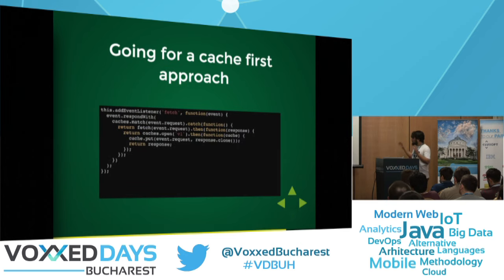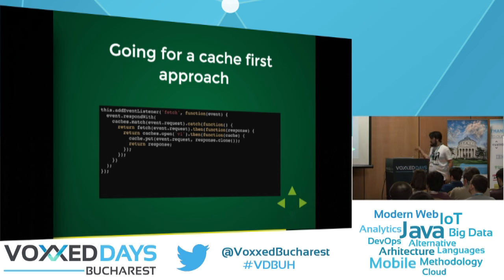Okay, so let's go for a cache-first approach. How do we do that? Well, we need to listen for the fetch event, and then we need to respond to it. And we first try to match the cache. If we can't match the cache, we then try to fetch the actual request from the interwebs, and then we try to cache it, because we may not have it. We may have done an AJAX request to a resource that changes often. So we then try to cache it and respond with whatever we got back from the network.